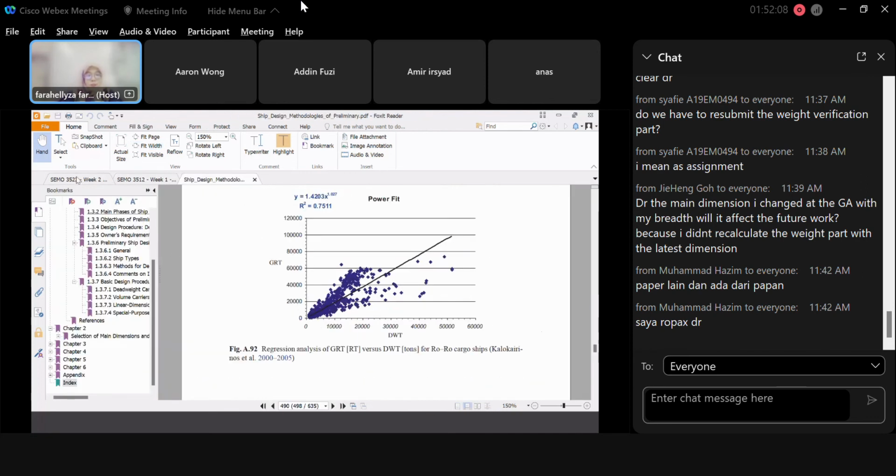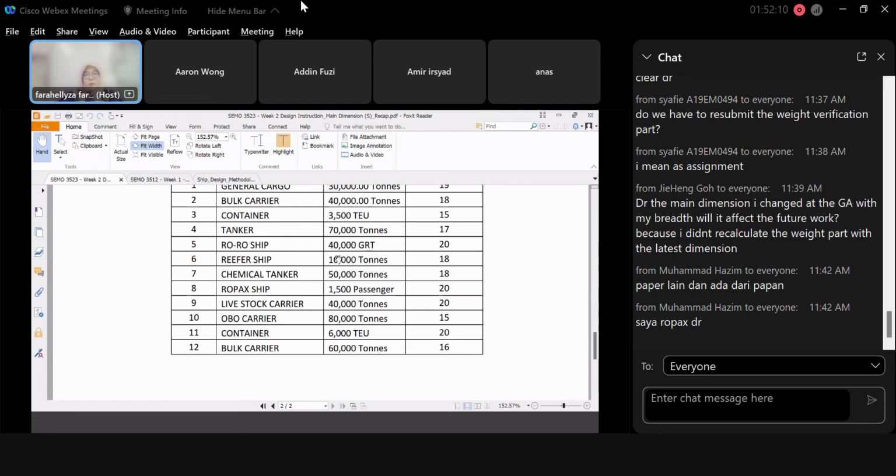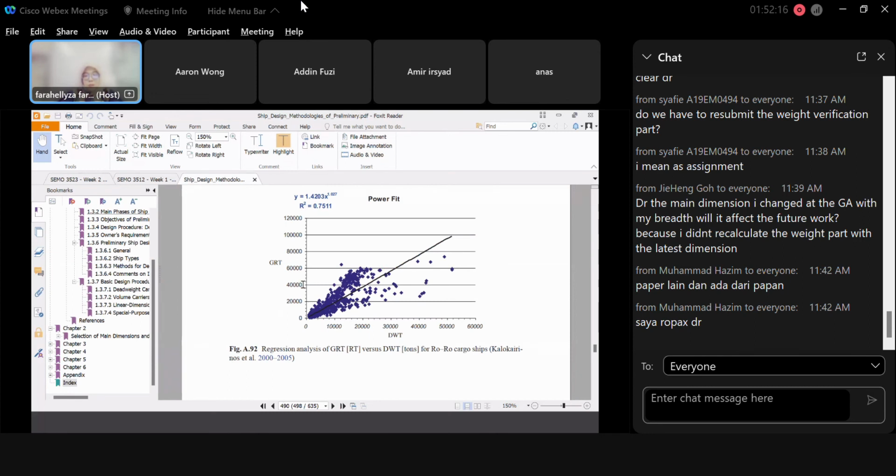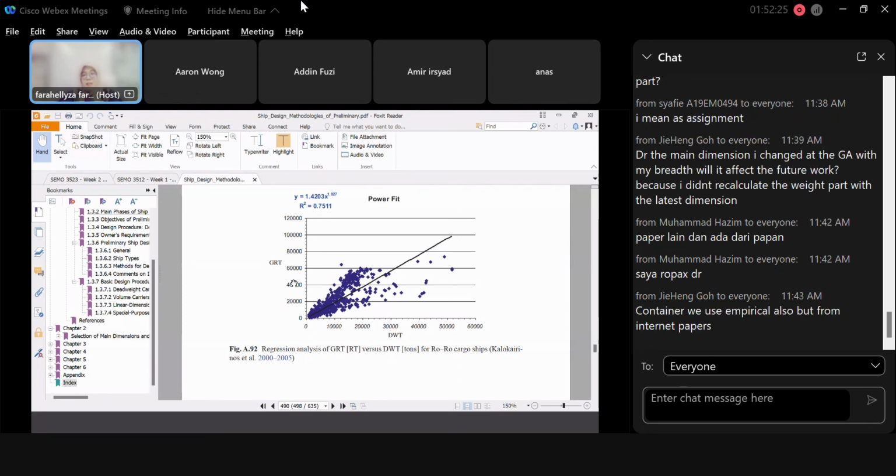This one is Roro. So Roro vessels, let's say group number 5. You are given 40,000 GRT. So from here, 40,000 GRT. These are based on a lot of data available from ships, which they use to come up with this regression analysis. For containers they use empirical, but from journal papers. We don't call them internet papers, we call them journal papers or articles.